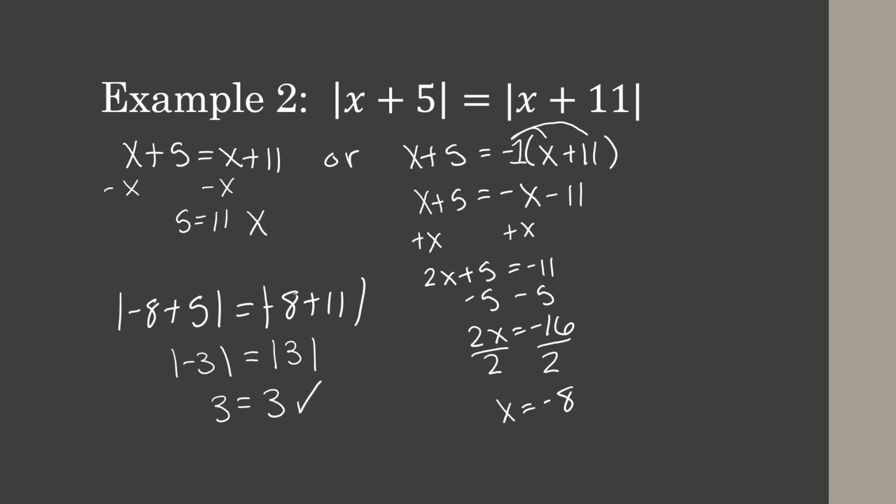So yes, this is a true statement, which means that our original solution, x equals negative 8, is a solution to the absolute value equation that we have. So in this example, we only end up with one solution because one of the equations we started to solve was not actually solvable. And that is how you identify extraneous solutions.